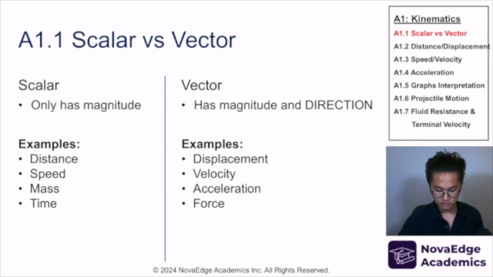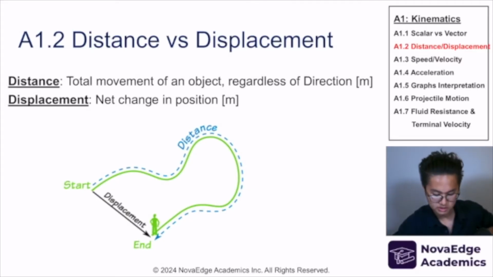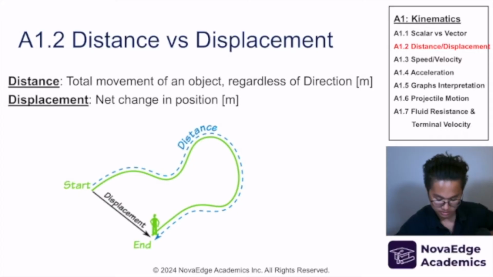Okay. First, let's talk about the difference between distance and displacement. Well, distance is defined as the total movement of an object regardless of the direction. Okay, this is quite simple. It's something we use on a day-to-day basis. However, the one that we care about, the direction, is called displacement. Okay, and that is a net change in position.